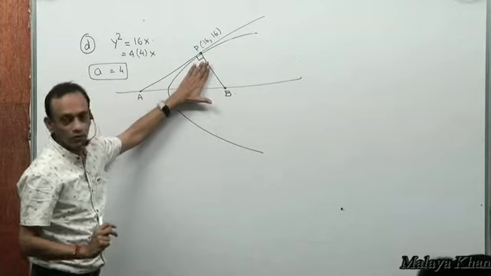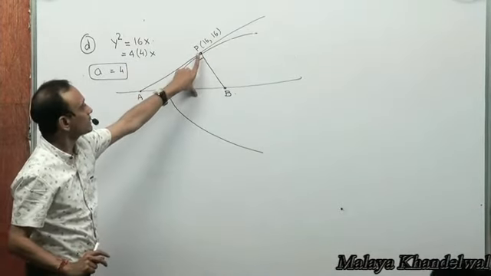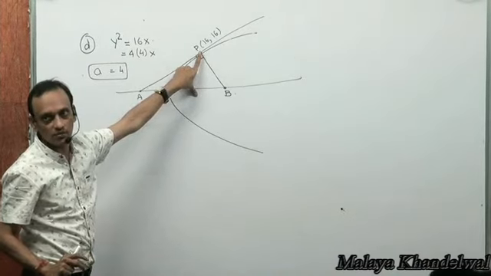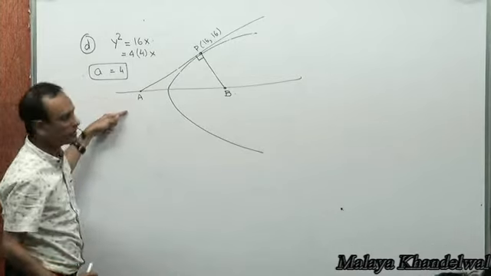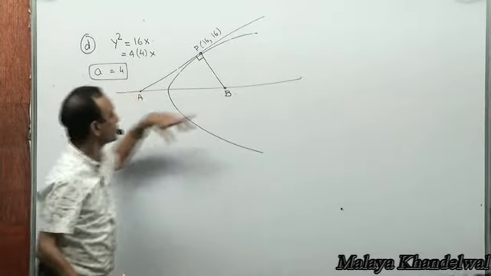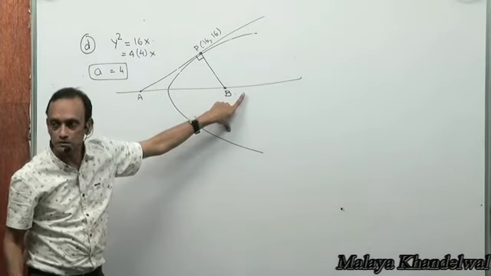There is a parabola y squared equal to 16x, and there is a point P on the parabola, (16, 16). A normal is drawn at P, a tangent is drawn at P, and this is the axis of the parabola. The tangent intersects the axis at A, the normal intersects it at B.